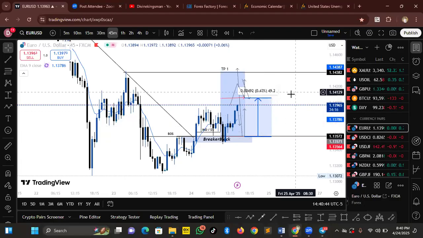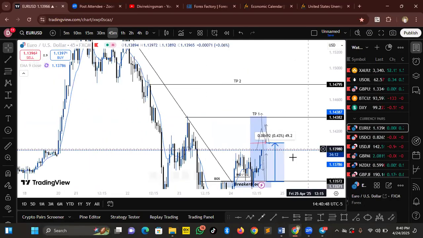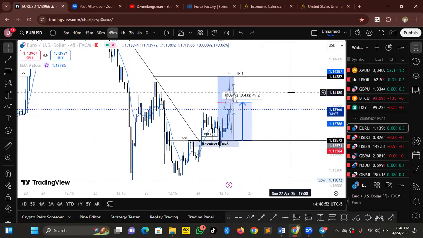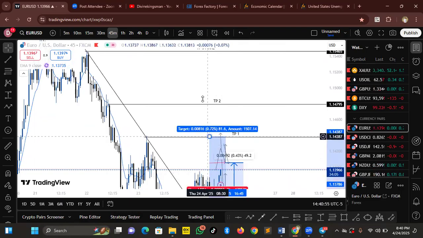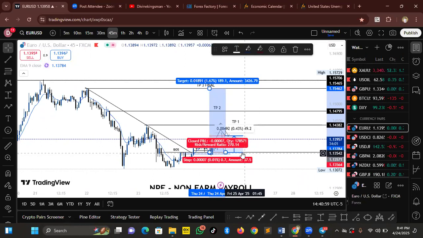And for my YouTube community, though I'm still holding this trade, I expect my full take profit to be here. I expect this price to reach all the way up here, guys, which is crazy.